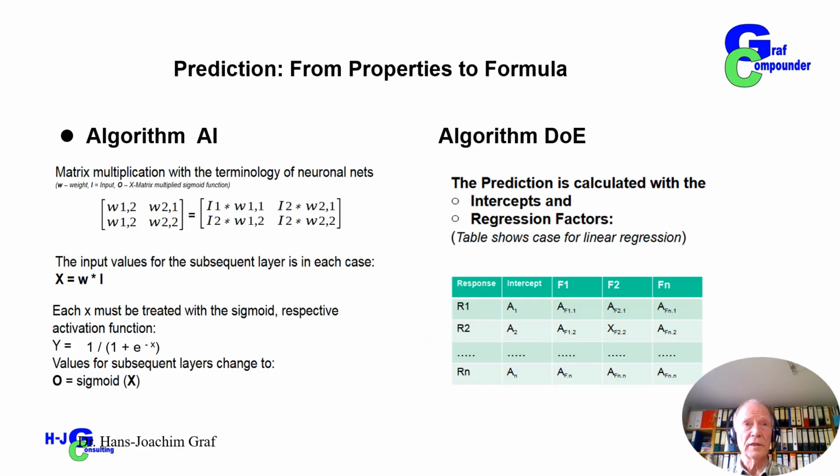Both artificial intelligence and design of experiments rely on mathematical algorithms. These algorithms analyze complex relationships between ingredients, processing conditions, and material properties. The mathematics behind them may be sophisticated, but Grafcompounder performs these calculations automatically. As a result, developers can focus on engineering decisions instead of mathematical calculations.